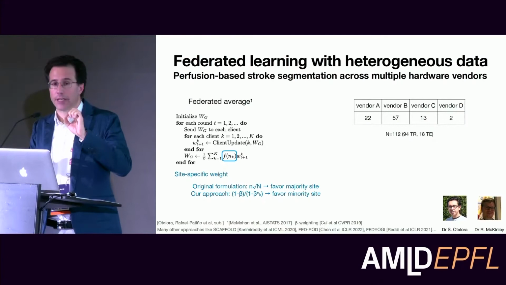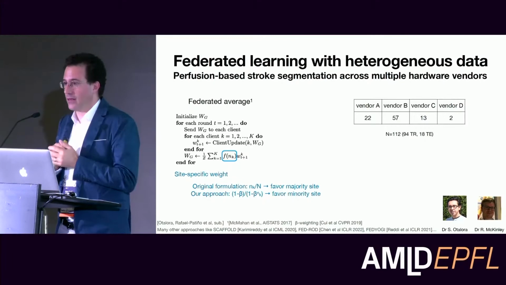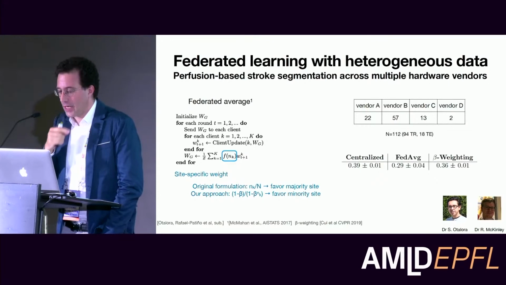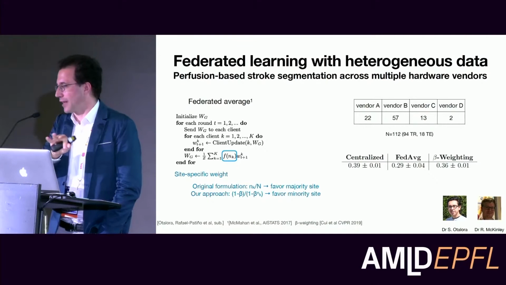So the DICE coefficient, 100% is perfect, 0 is horrible, and higher is better here. So if you do the centralized here, because this is really noisy data, this perfusion data is another horrible modality, there's a challenge about this, we get around 40% DICE. So this is not state-of-the-art. The state-of-the-art would be around 50. So we don't have the best network yet for this.